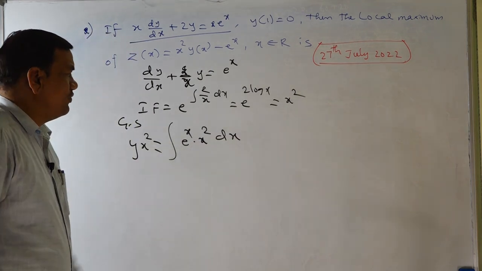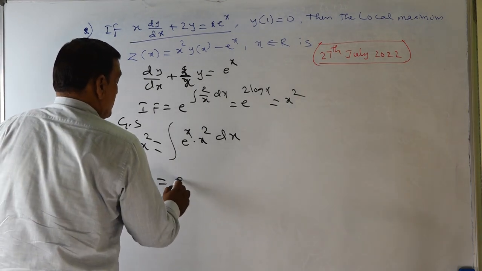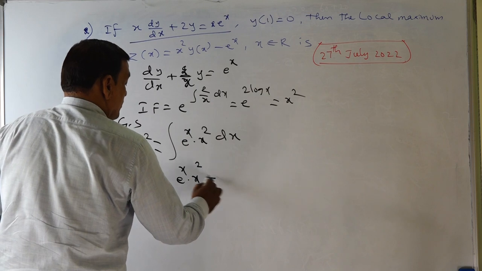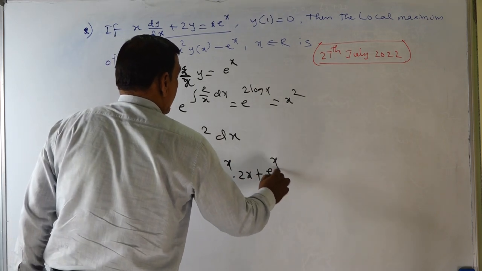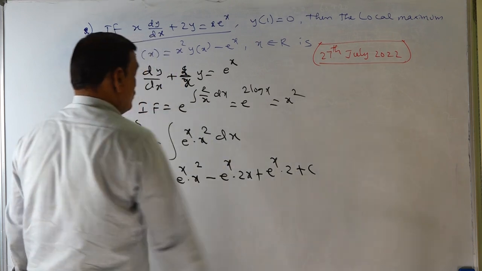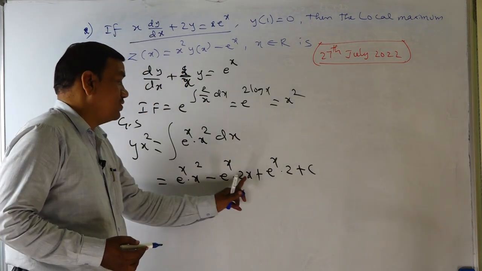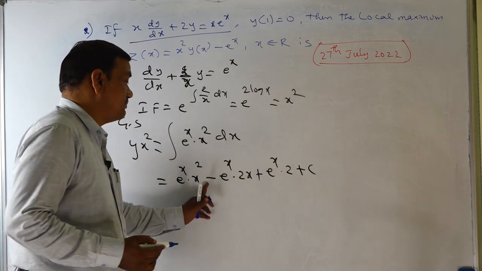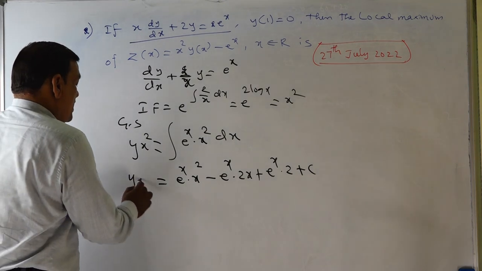Okay, now. So, here we know how to find out this value. So, this is equal to e power x into x square minus e power x into 2x plus e power x into 2 plus c. So, this is the first thing you have to learn. Okay. So, here x square, 2x, 2, we will start plus minus plus. We know the rule.